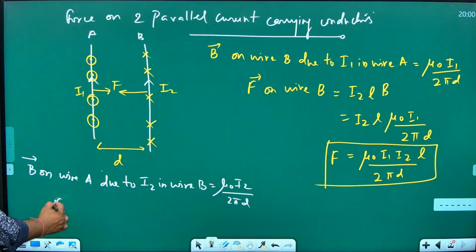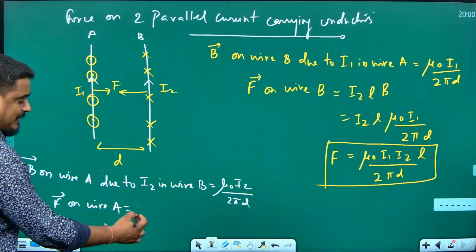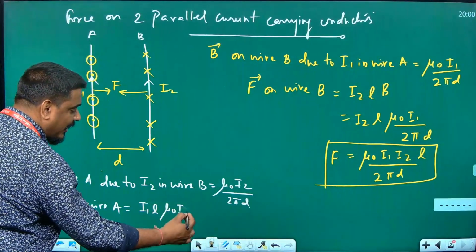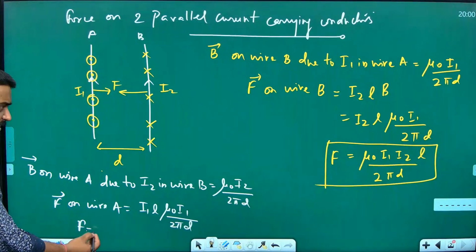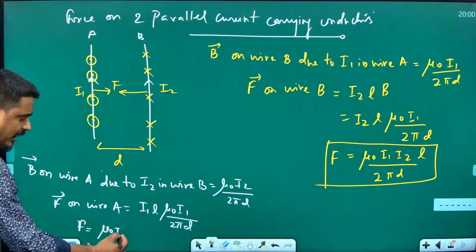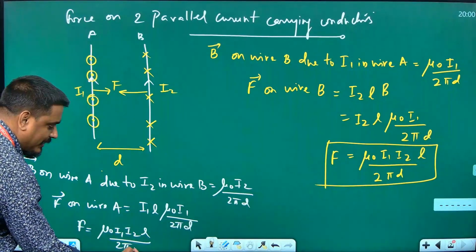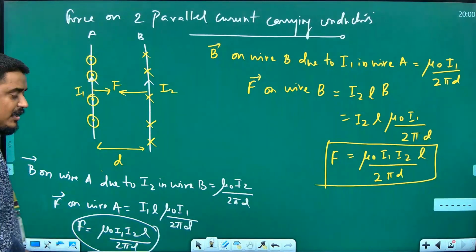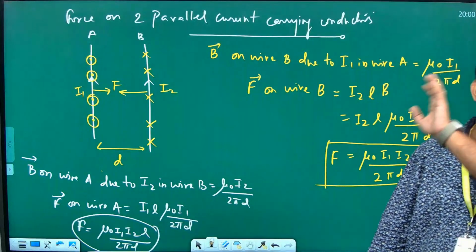Same thing, what is the force on wire A? Force will become I L B sin theta. So I1 into L. What is B? Mu naught I2 by 2 pi d. You will be surprised to know that it is the same, mu naught I1 I2 L by 2 pi d. It means both the wires are attracting each other with the same force. And how much is the force? Mu naught I1 I2 L by 2 pi d.